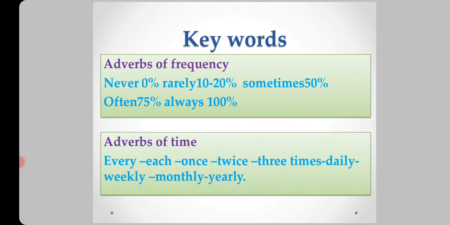What about the keywords? We have 2 different kinds of keywords: adverbs of frequency and adverbs of time. Adverbs of frequency like never, 0%, rarely from 10 to 20%, sometimes 50%, often 75%, always 100%. Adverbs of time: every, each, once, twice, 3 times, daily, weekly, monthly, and yearly.